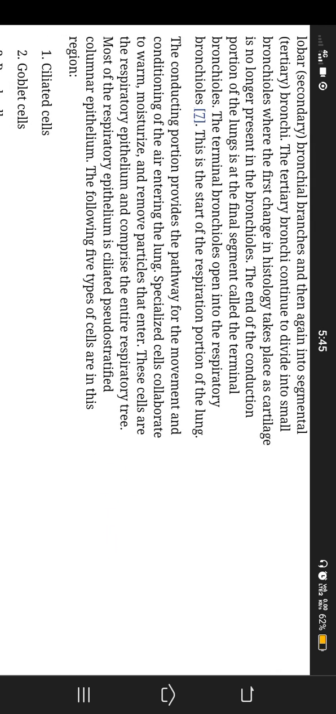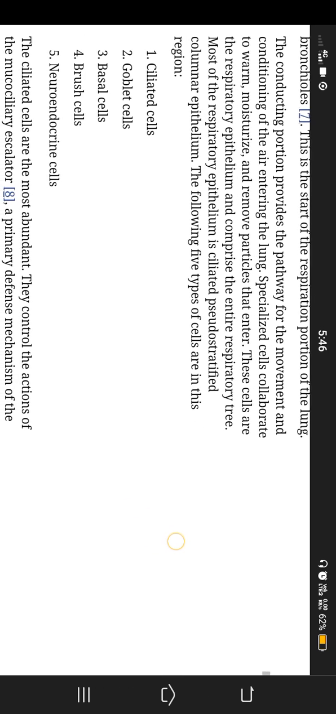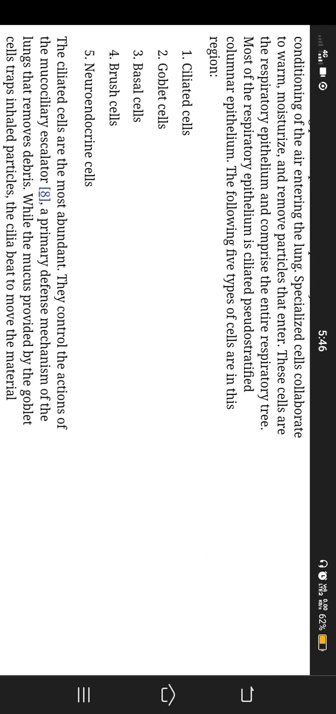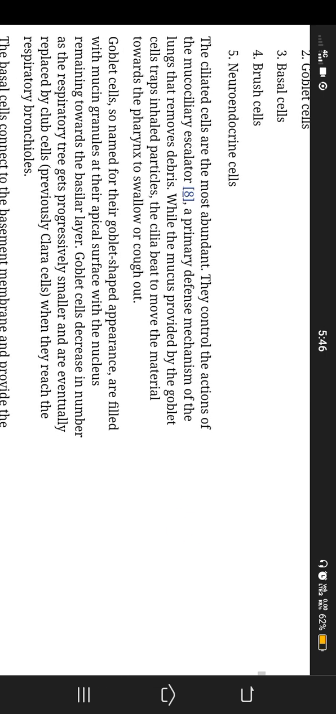The conducting portion provides the pathway for the movement and conduction of the air entering the lung. Specialized cells collaborate to warm, moisturize, and remove particles that enter. The cells are the respiratory epithelium and comprise the entire respiratory tree. Most of the respiratory epithelium is ciliated pseudostratified columnar epithelium. The following 5 types of cells are in this region: ciliated cells, goblet cells, basal cells, brush cells, and neuroendocrine cells. The ciliated cells are the most abundant.